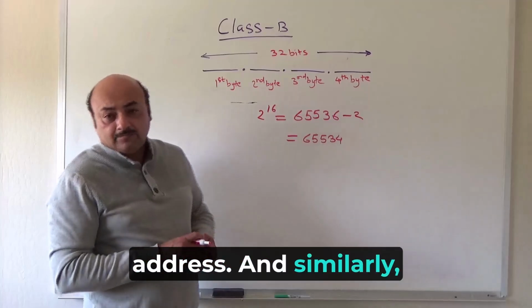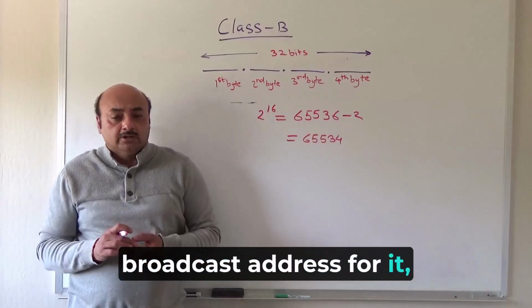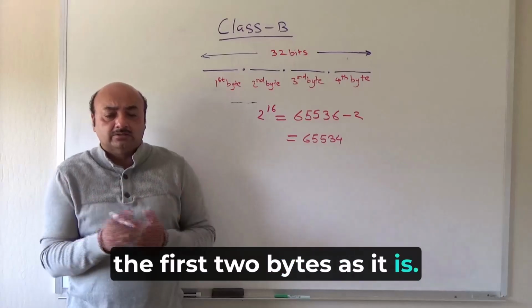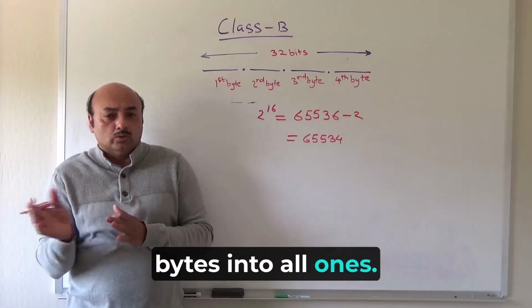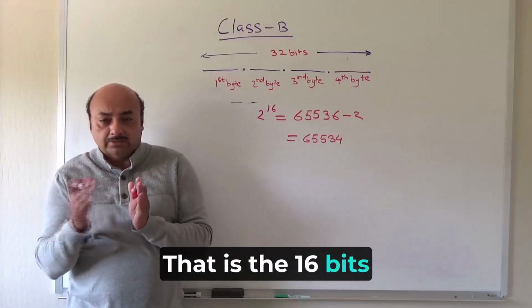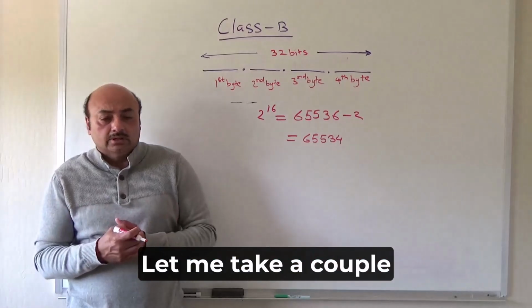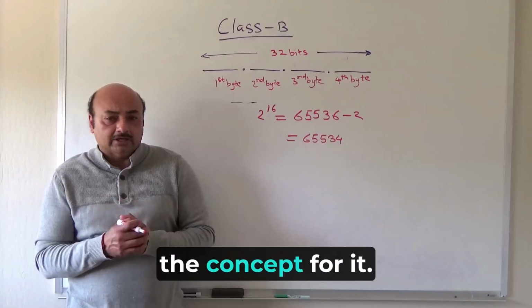And similarly, if you are given an IP address and want to find the broadcast address for it, just leave the network portion, that is the first 2 bytes, as it is, and convert the last 2 bytes into all ones, that is the 16 bits set to all ones, and it will give you the broadcast address. Let me take a couple of examples, and that will help clarify the concept.